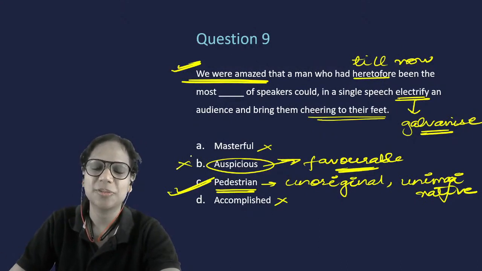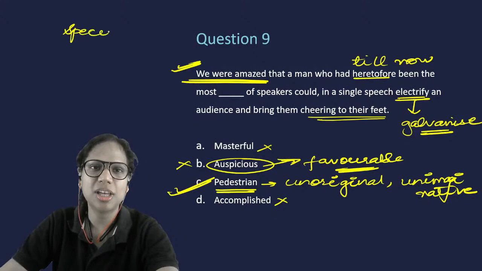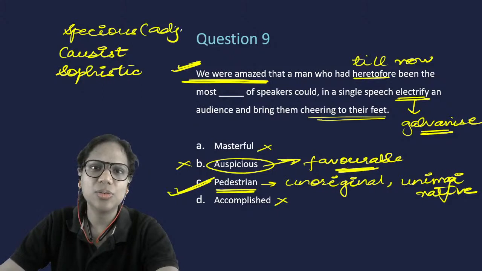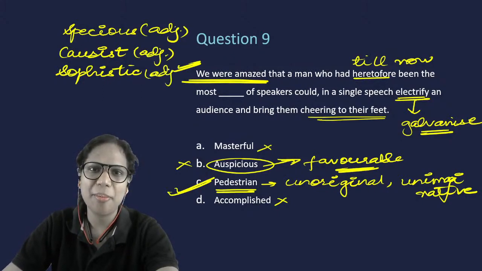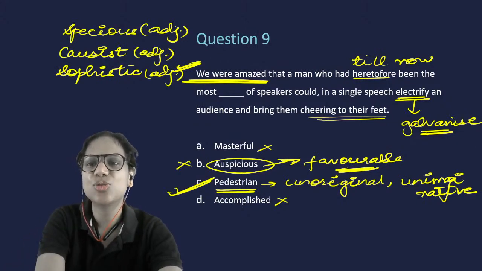So it does not fit. Because we were talking about deceptive in the last question, some words came to my mind that I want to share with you. Specious, casuist, and sophistic. What do they mean? Any idea? Specious, casuist, and sophistic.